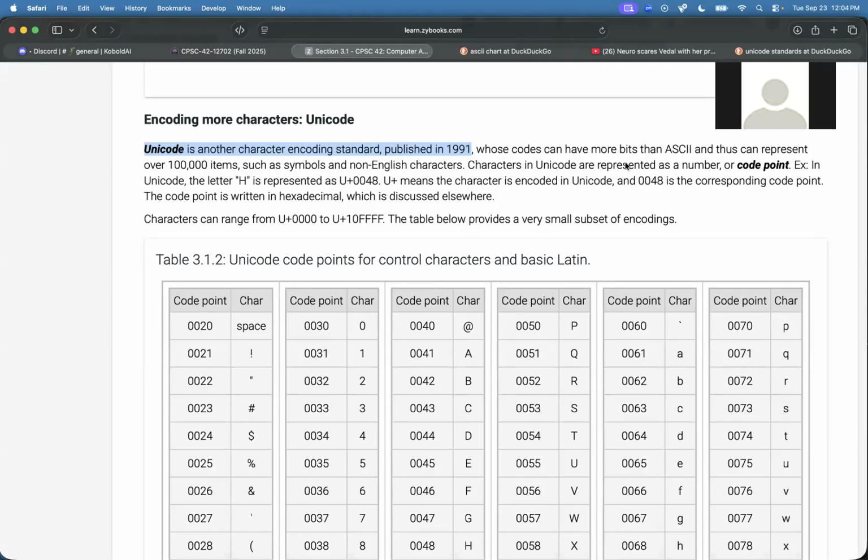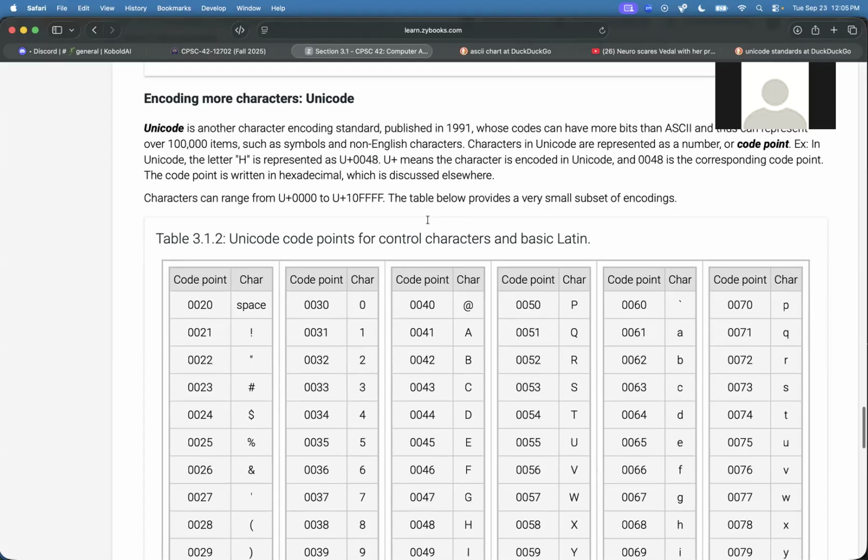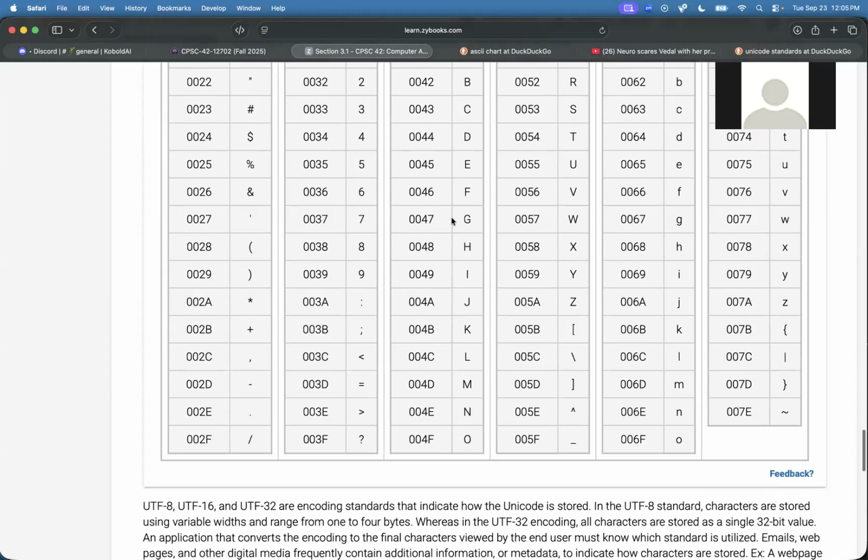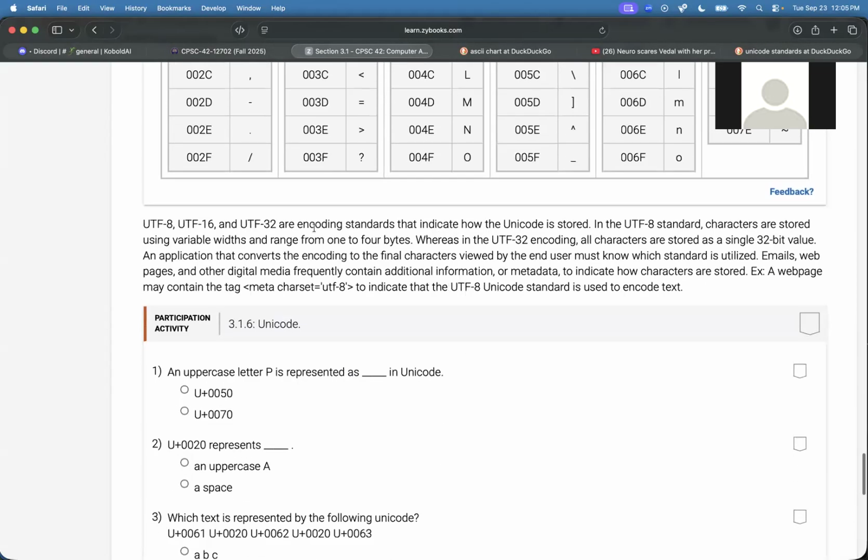So it says characters in Unicode are represented by a number or a code point. And here, I think a 32-bit format. I'm saying 32-bit format because I assume this is hexadecimal, and so 16 times 16, so 16 per character. Okay, so we get down here, and they're talking about what I was just mentioning.